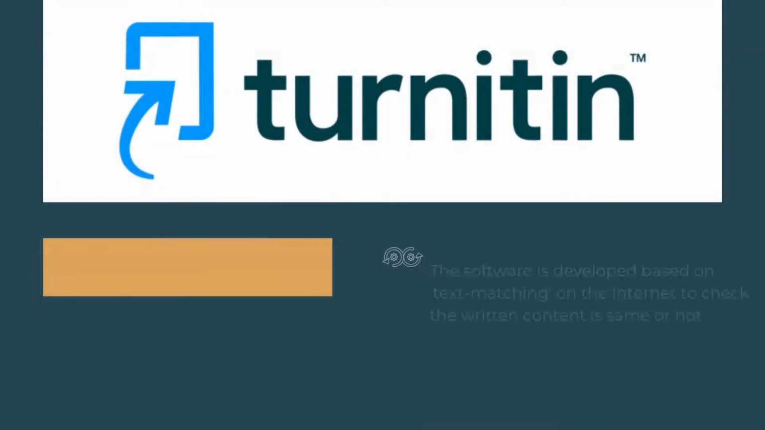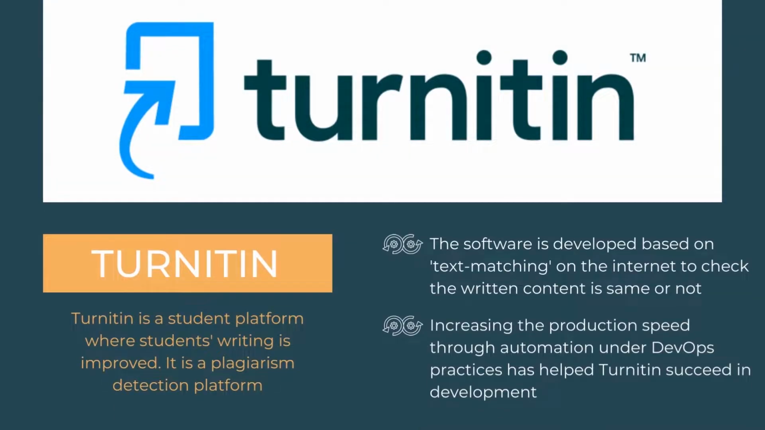Talking about the first case study, Turnitin. Turnitin is a student platform where students' writing is improved. It is a plagiarism detection platform used in most universities where students can check what they have written. The software is developed based on text matching on the internet to check whether the written content is the same or not. This software application is completely based on database performance monitored with DevOps. Increasing the production speed through automation under DevOps practices has helped Turnitin succeed in development.